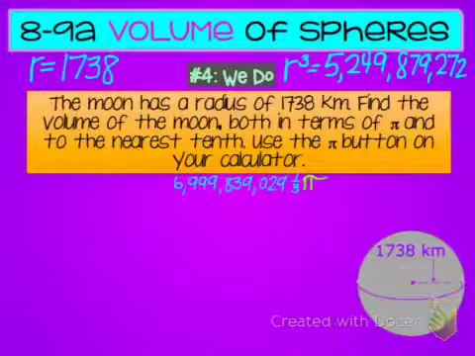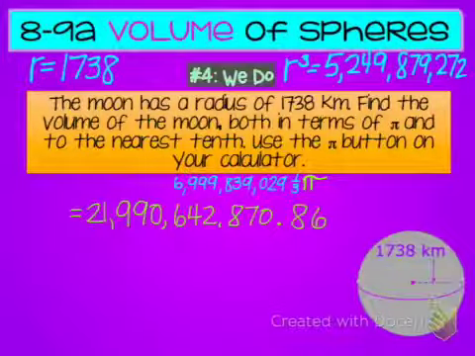So putting this into the calculator, 6,999,839,029 and 1/3 pi. So times the pi button, 21,990,642,870 and 86 hundredths. So I want to get it to the nearest tenth. I could have taken my decimal out further, but I felt like I've already written enough.